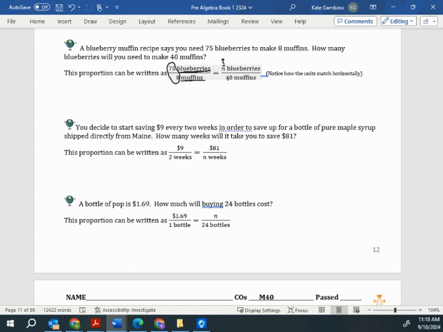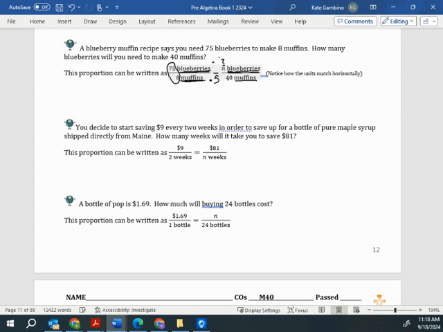So notice how the units match horizontally. If I have blueberries on top here, I have to put blueberries on top here. Muffins are on the bottom, so the muffins are on the bottom. Match up going across, same labels. What would my scale factor be? 5. To go from 8 to 40, I'm multiplying by 5.